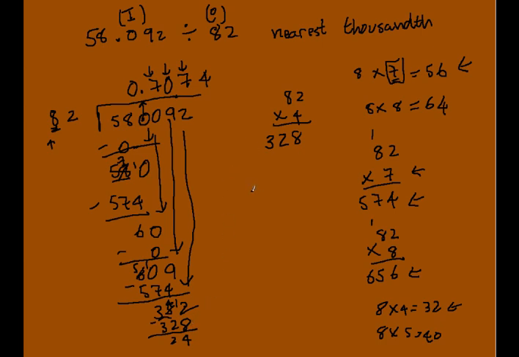Now the reason why we stopped here is because they wanted to round to the nearest thousandth. Like we say, this number is in the 10th place. This one is in the 100th. And this one is the one that is in the 1000th place.